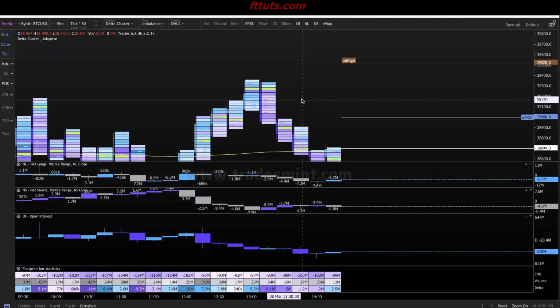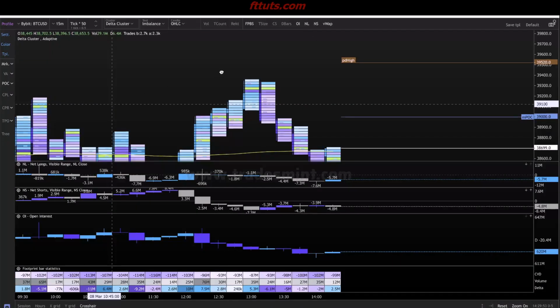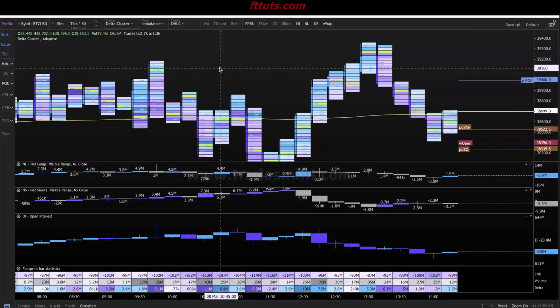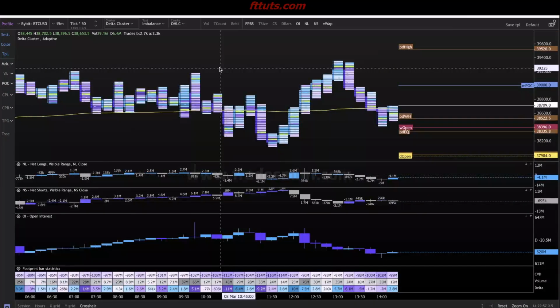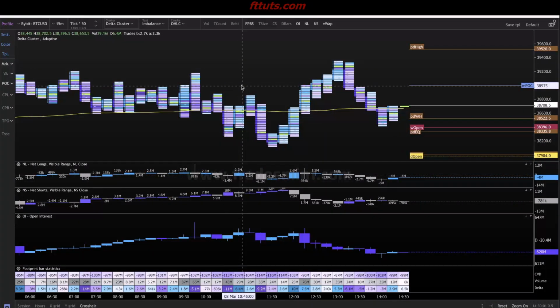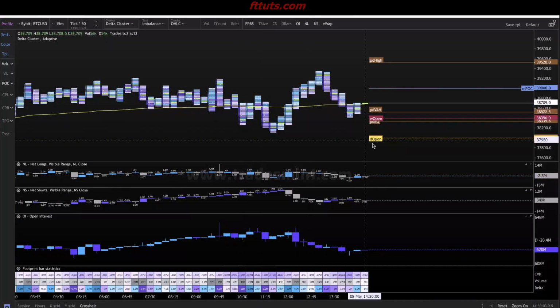And this can be done on lower time frames. This can be done on higher time frames. It doesn't really matter. But I always like to do this at areas of support and resistance. Okay, areas of support and resistance.